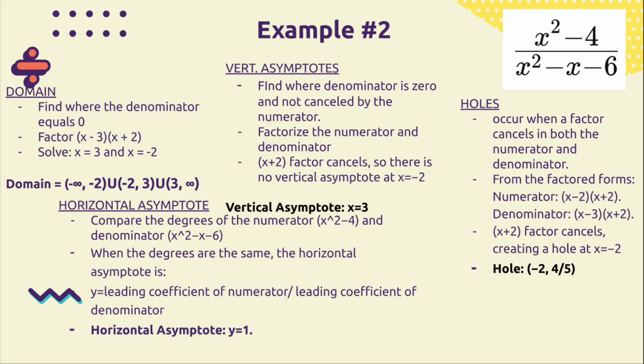We're going to see our horizontal asymptote now. We're going to compare the degrees of the numerator and denominator, which if we look here, we see that the degrees for both the numerator and the denominator are 2. So when the degrees are the same, the horizontal asymptote is y equals the leading coefficient of the numerator and the leading coefficient of the denominator divided by each other, and this means they're equal to 1. So our horizontal asymptote is equal to 1.